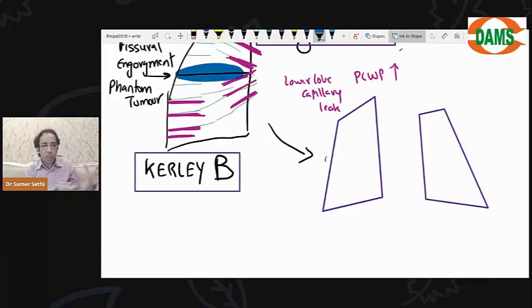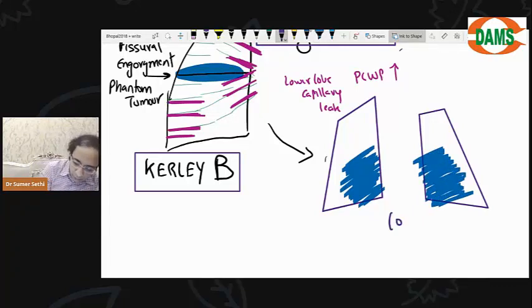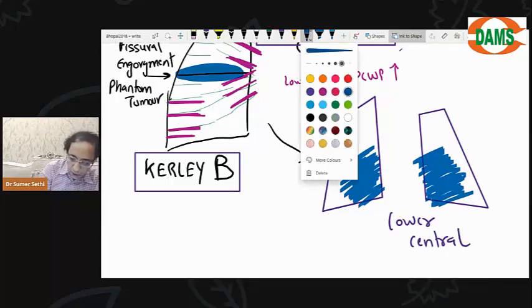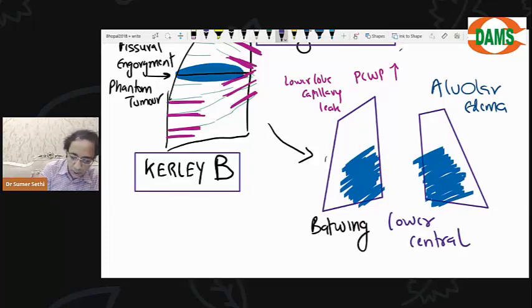Do you understand? Alveoli should have air. Now the alveoli have edema. So because of alveolar edema in the lower lobe, predominantly in the central part, you will develop opacification. What is this? This is the alveolar edema stage. This is called bat wing appearance.